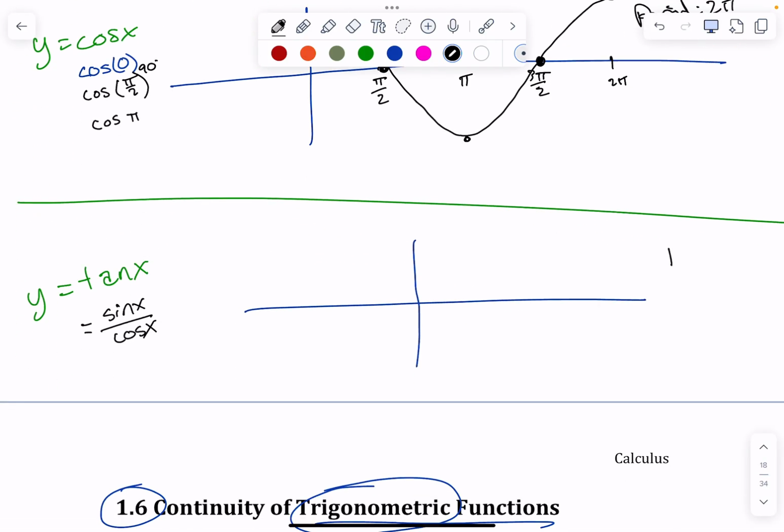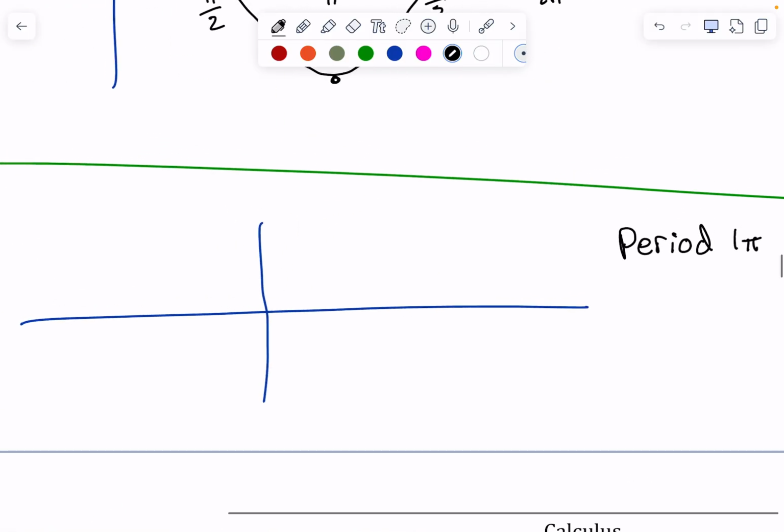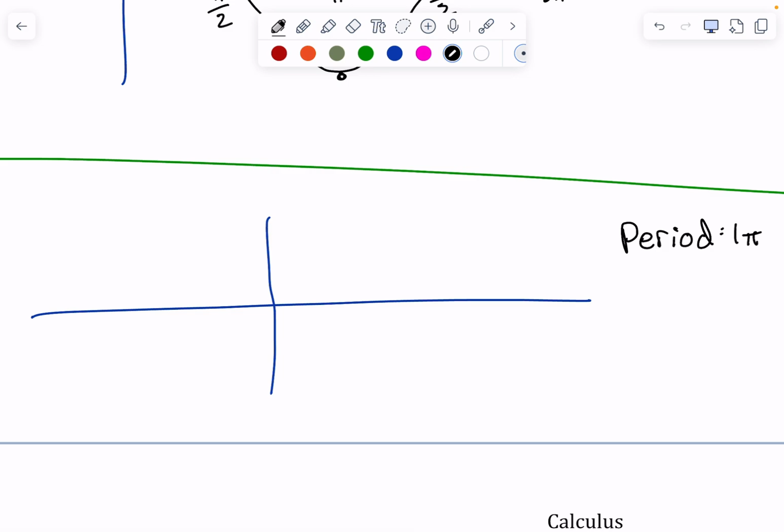Tangent period is 1 pi. Here's the deal. I'm going to go 0. I'll go out to 2 pi. That's fine. I'll go to pi. I'll go to pi over 2. And I'll go to 3 pi over 2.